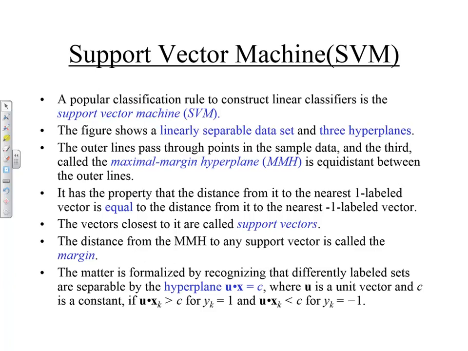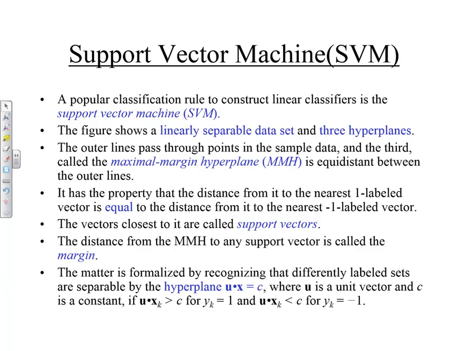So it has the property that the distance from it to the nearest one label vector is equal to the distance from it to the nearest minus one label vector. And the vectors closest to it are called the support vectors. And the distance from the maximum margin hyperplane to any support vector is called the margin. So half of that distance, that separation distance.